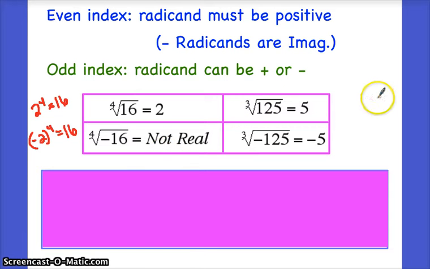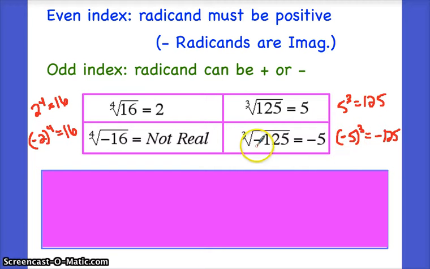However, with a cubed root, realize that 5 cubed is 125. So the cubed root of 125 is 5. At the same time, negative 5, the quantity cubed, is negative 125 because there's an odd number of negatives in there.